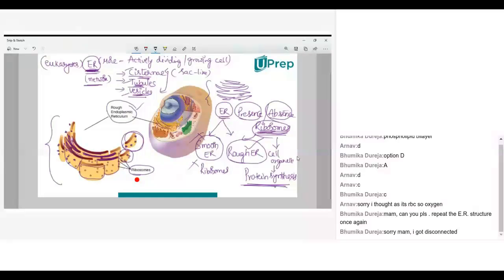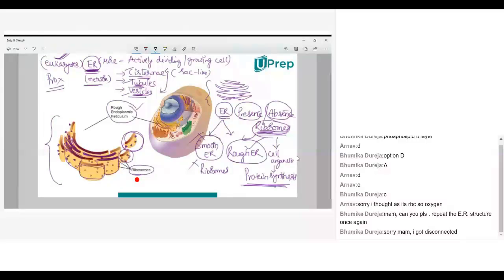A simple point only here. Endoplasmic reticulum is a network of cell organelles. You will find endoplasmic reticulum only in eukaryotes. You won't find it in prokaryotes. In prokaryotes, it is absent.